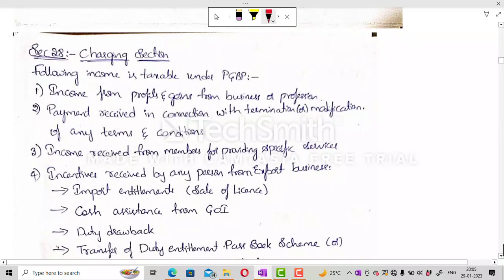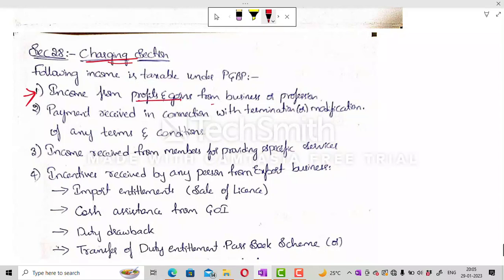Okay. So when coming to the charging section, here also I haven't included everything. I have included only what is important and what is different. Sometimes we will forget under which head we need to charge that income. Those topics only I have included here. But first, mandatorily, we will tax income under the head profits and gains from business or profession.